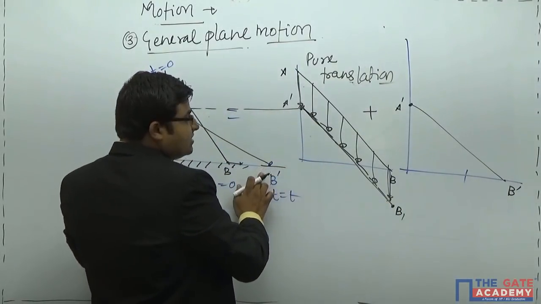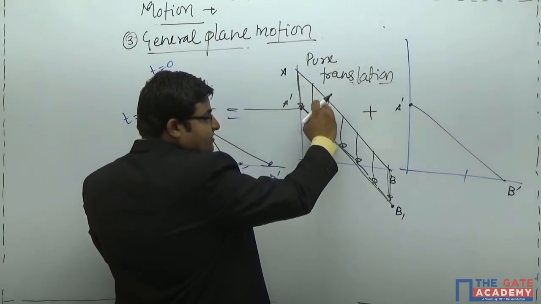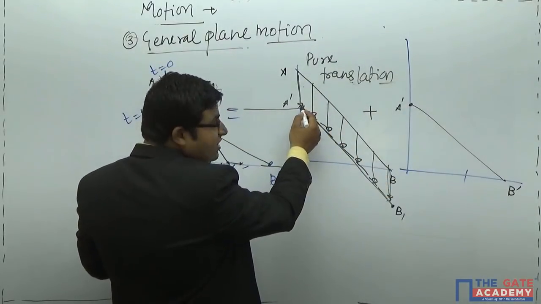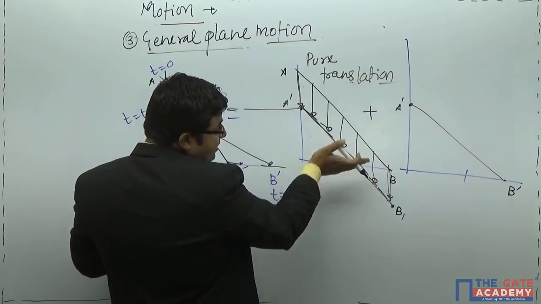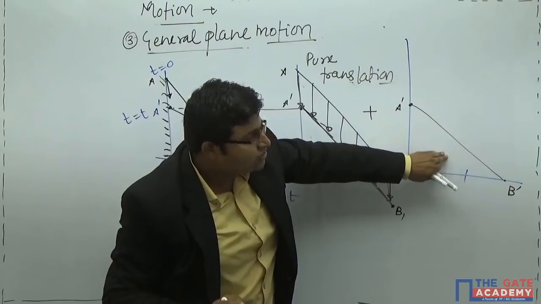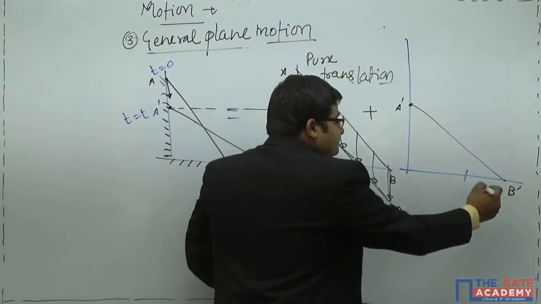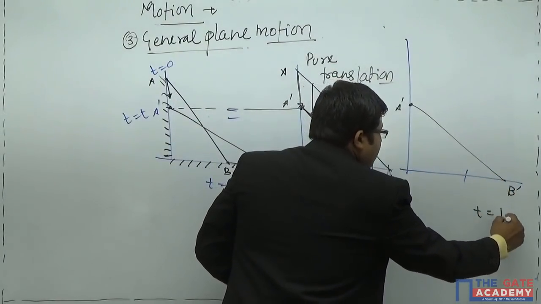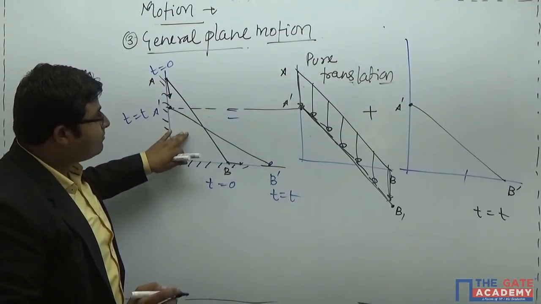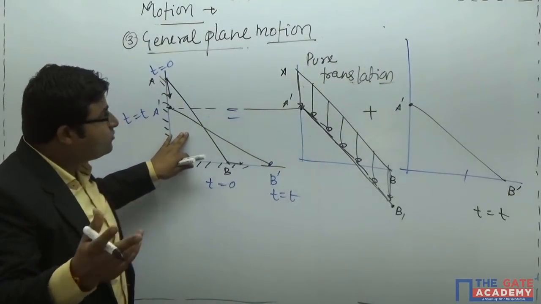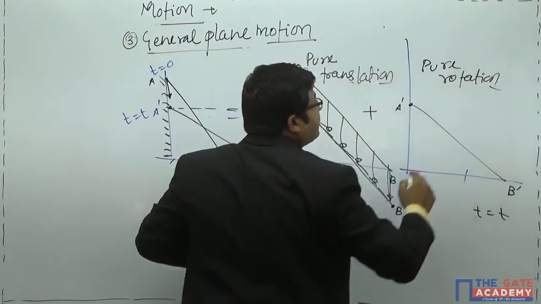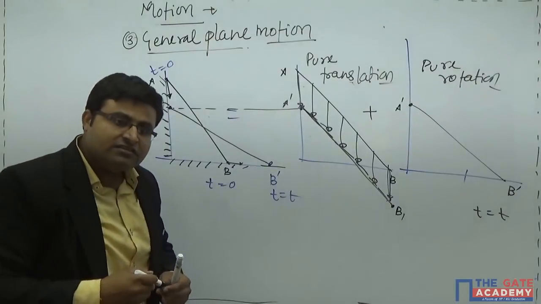This is B dash. And how will you reach B dash? First translation and then rotation. Rotation about which point? Obviously rotation about A dash. Then this particular link, from here it will move like this. And this is your final position. So we can observe this, that this plane motion can be divided into pure translation as well as pure rotation. Okay. I will tell you with the help of another example.